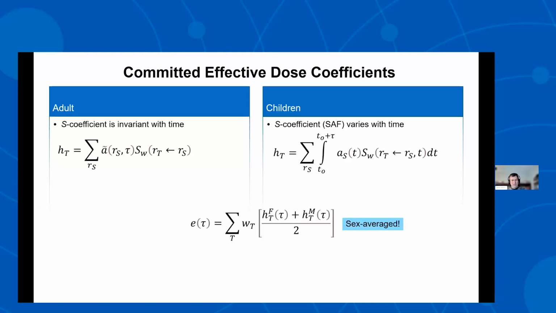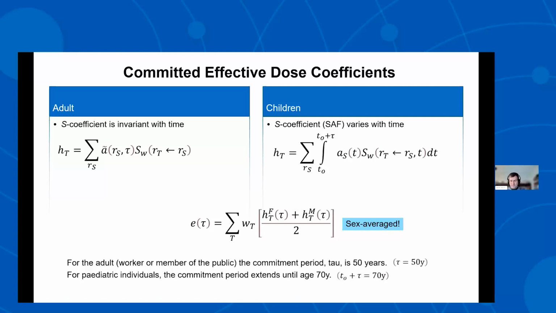Either way, to get the effective dose coefficient, we average the equivalent dose coefficients to the female and male and multiply by the tissue weighting factor, which is also a sex-averaged quantity. And then finally, note that the commitment period here is 50 years for intakes in an adult, but extends through to age 70 for pediatric individuals.